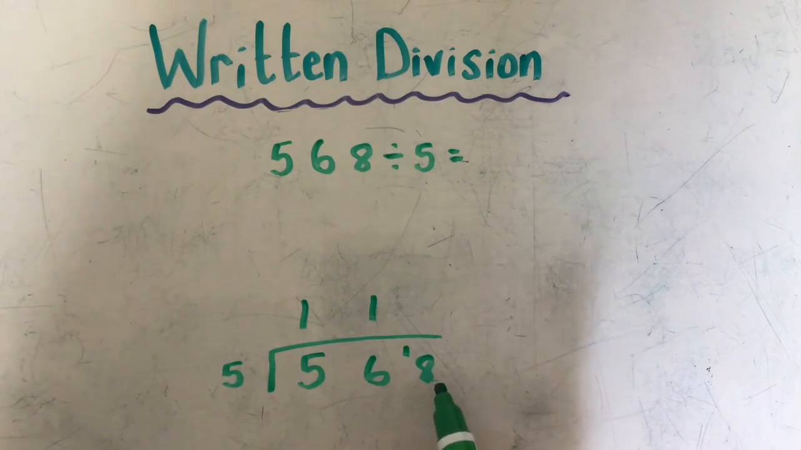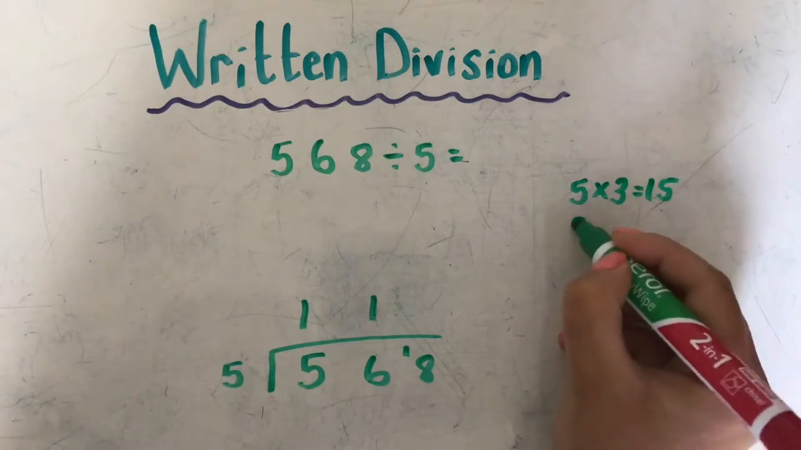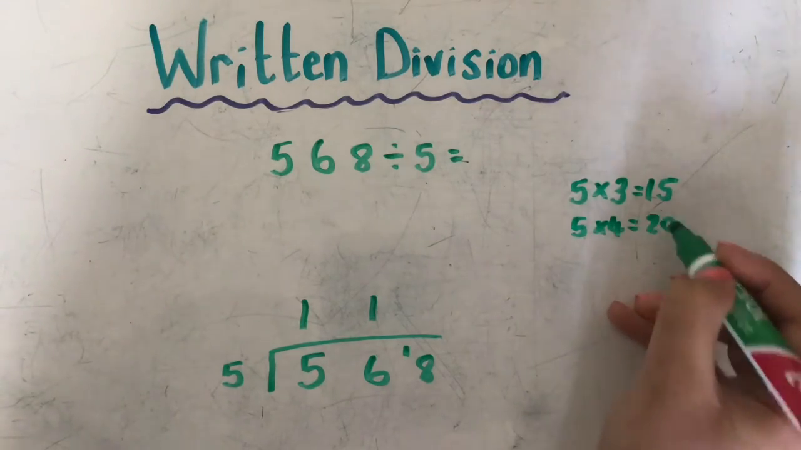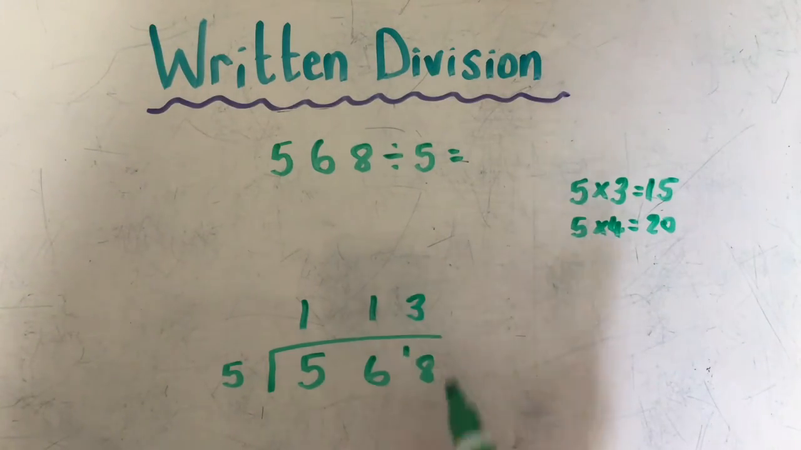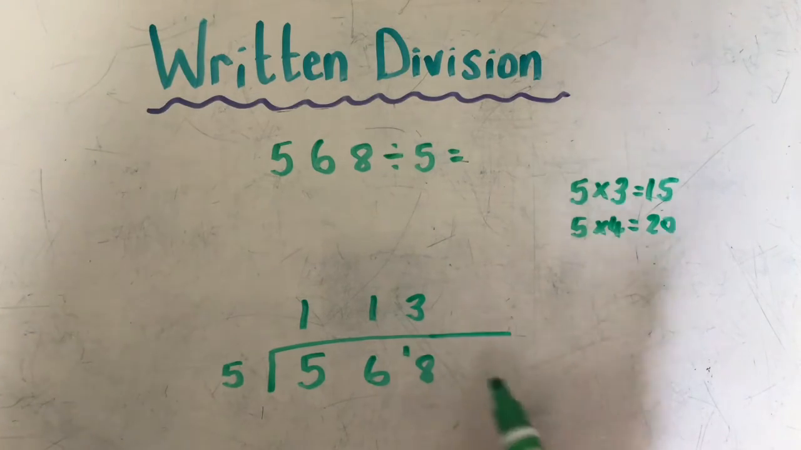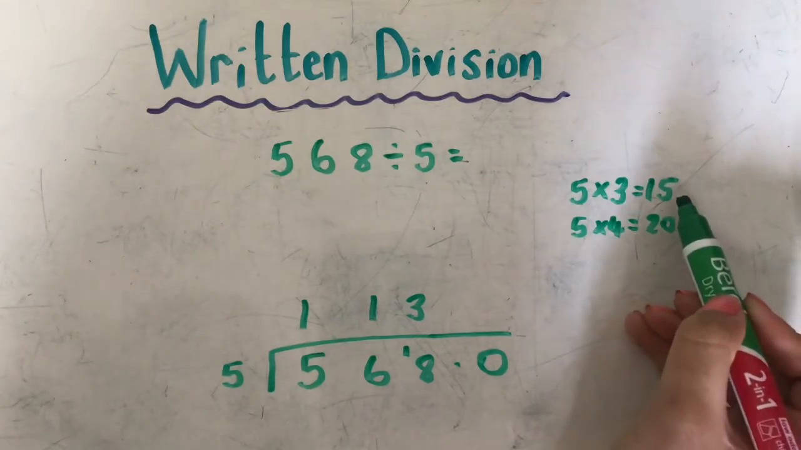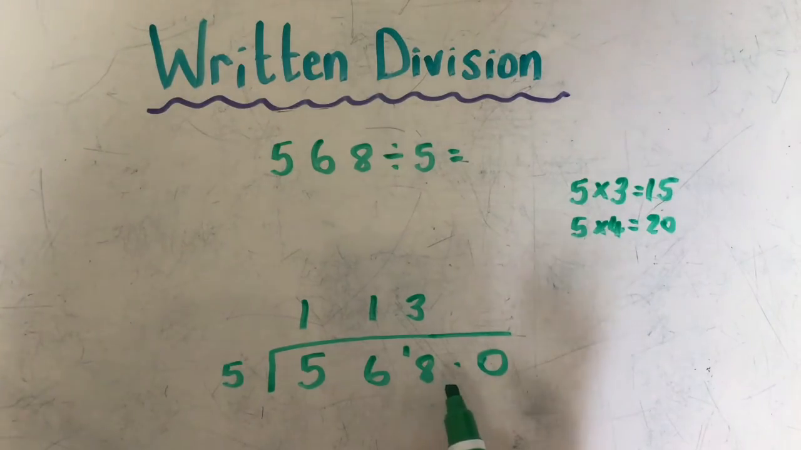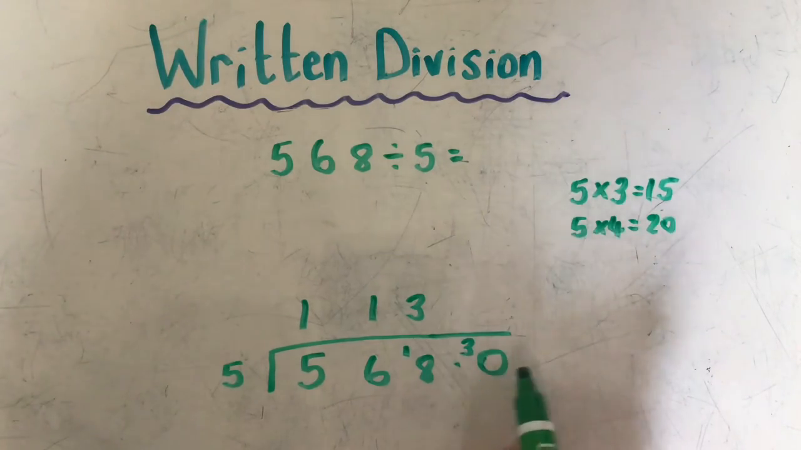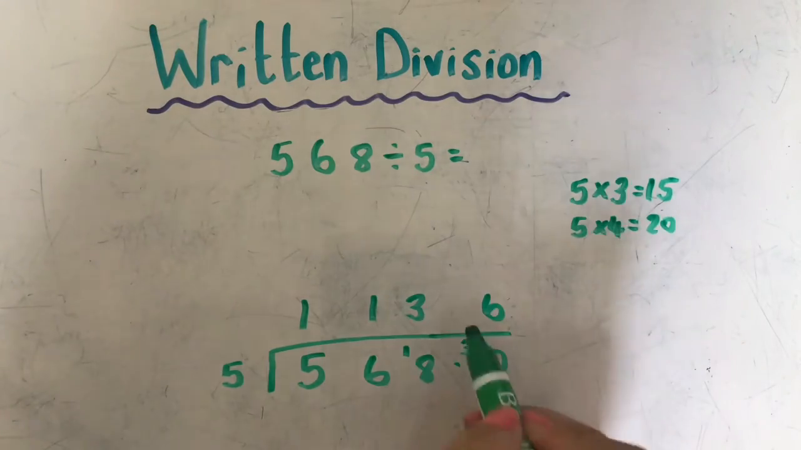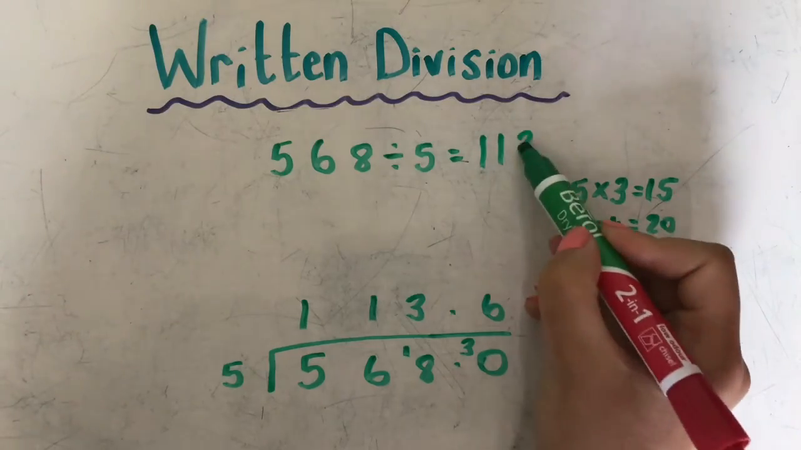5 goes into 18. Well, let's think of our 5 times tables. 5 multiplied by 3 is 15. 5 multiplied by 4 is 20, which is too big. So we use this table. So 5 goes into 18 3 times, and then we need to extend our bus stop out and add in our 0.0 because we've got some left over. Then we work out the difference between 15 and 18, which is 3, and that's what we carry over. Finally, we're going to do 5 goes into 30 6 times, and then we need to add in our decimal point. So our answer is 113.6.